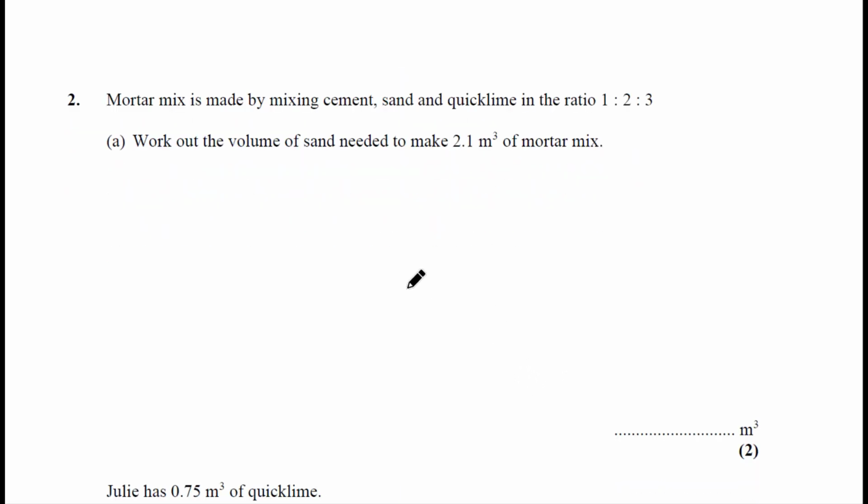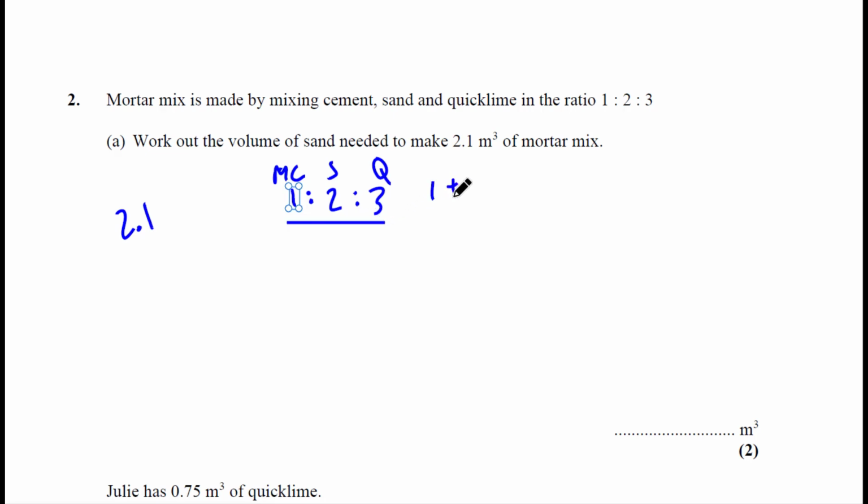Question 2, it is a calculator paper, so you've got the ratio 1 to 2 to 3. I'm going to say mortar. Now it's a mortar mix, so we're mixing cement, sand and quicklime. Work out the volume of sand needed to make 2.1 meters cubed of mortar mix. So we needed 2.1 in total.